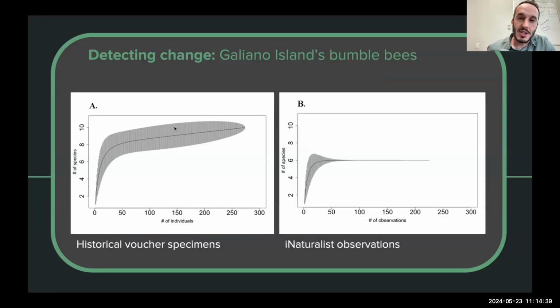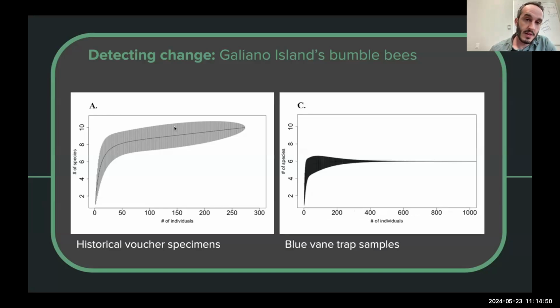Comparing this rarefaction curve with the curve generated based on iNaturalist observations, using a null model test, we found that there was a significant difference with only 6 species occurring in the contemporary community. We also showed basically the same result, a significant difference between the historical data and the data generated based on blue vane samples. So this much more intensive sampling effort also showed a significant change had taken place.